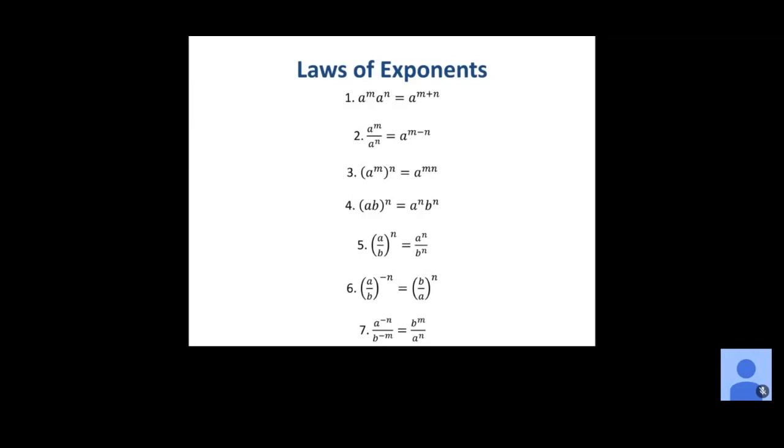Now, if multiplication gives us addition in the exponents, when we go to divide now, as long as, again, we have like bases, we can actually subtract the exponents instead. And then our third law says that if we're raising a power to some other power now, we're actually going to multiply those exponents together, right? And so that's how we get m times n in our exponent.